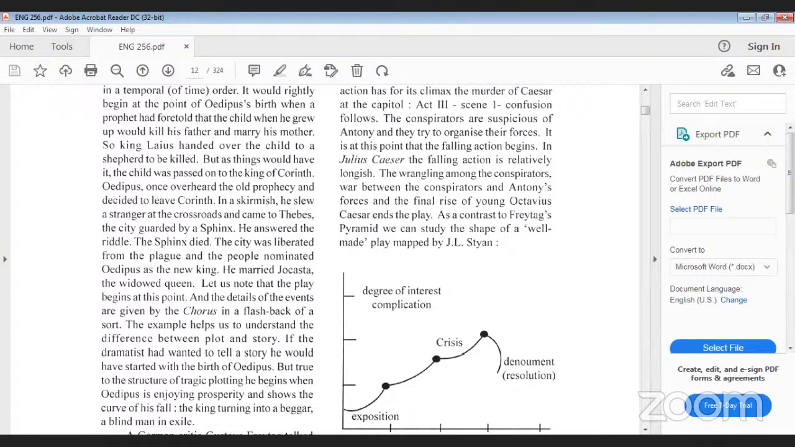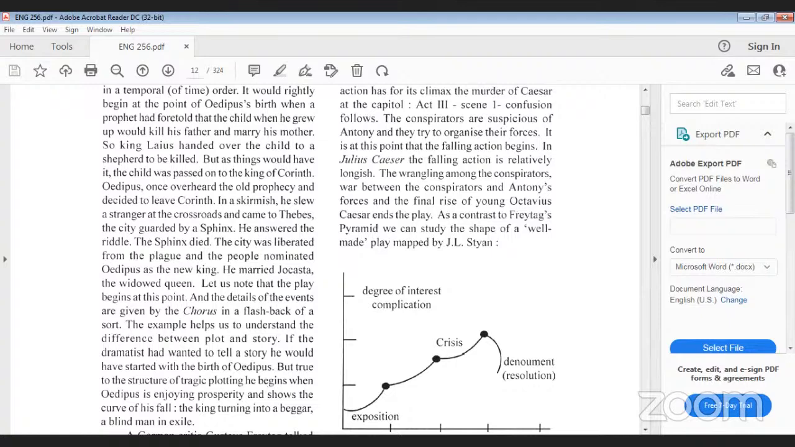just note that the play begins at that point, and the details of the events are given by the chorus in a flashback. म्हणजे मग परत flashback. What is a flashback of a sort? The example helps us to understand the difference. You can take any movie's flashback. एखादी गोष्ट पटकन सुरुवातीला दाखवली जाते आणि त्याच्यानंतर after 20 years, after 15 years, that is after the flashback it is seen, जे त्याला फ्लॅशबॅक म्हटलं जातं. The example helps us to understand why this flashback is mentioned. See further, this helps us to understand the difference between the plot and the story, the reality.